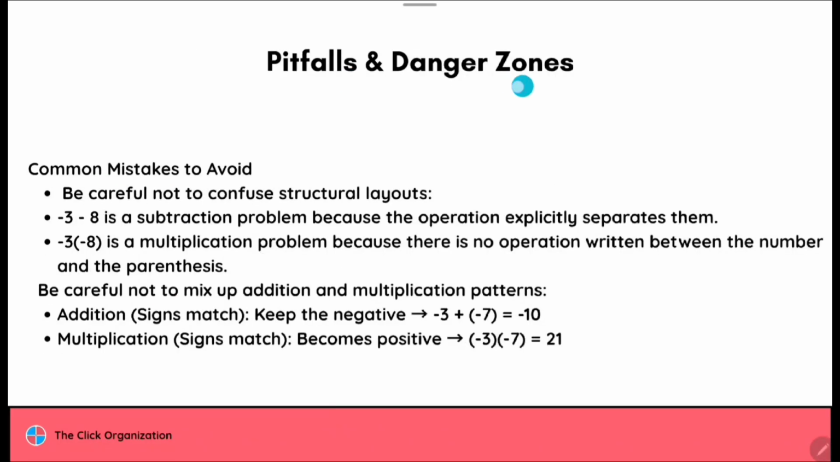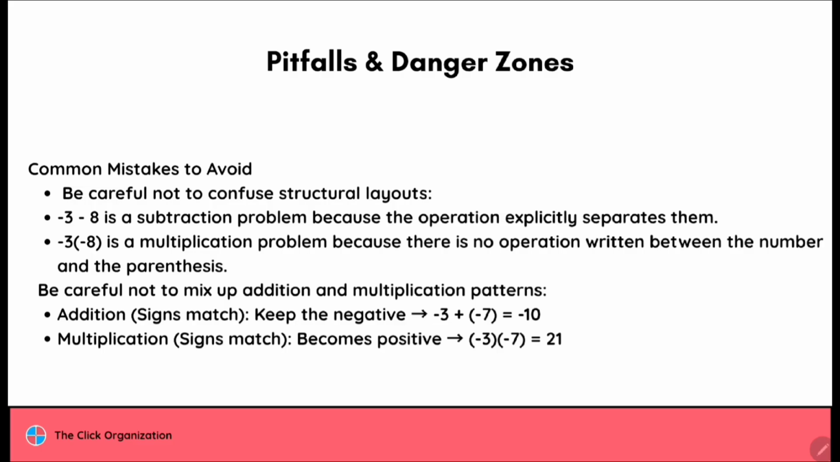Pitfalls and danger zones. Common mistakes to avoid. Be careful not to confuse structural layouts. Minus 3 minus 8 is a subtraction problem because the operation explicitly separates them. So it's very important that we do not understand this question, which is minus 3 minus 8, as a multiplication problem. Because as you can clearly see, it's a subtraction problem, right?